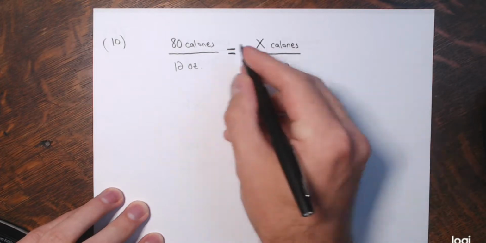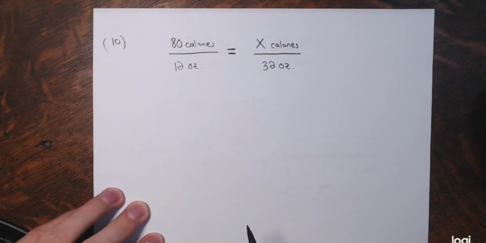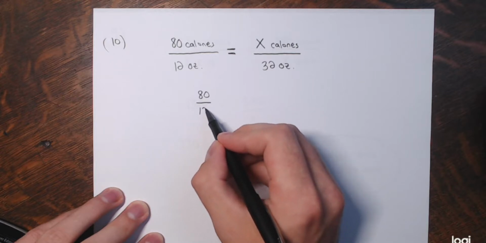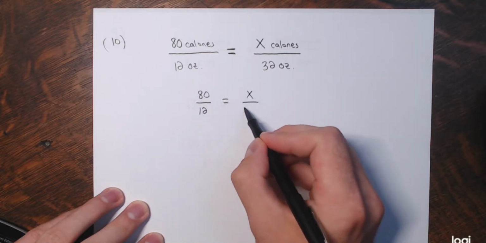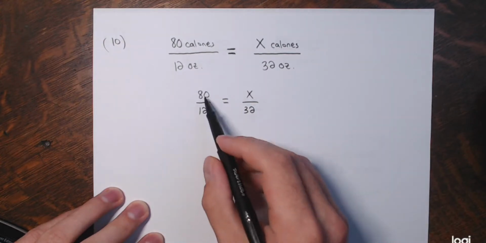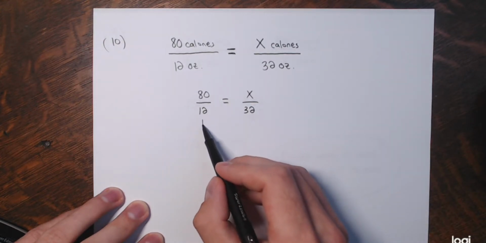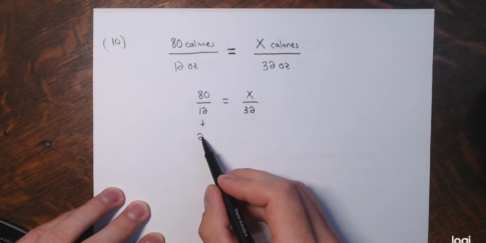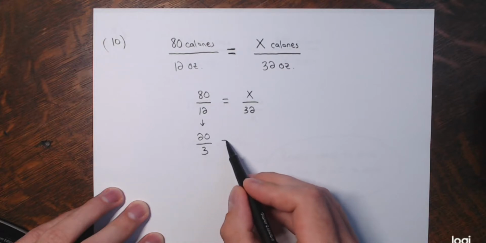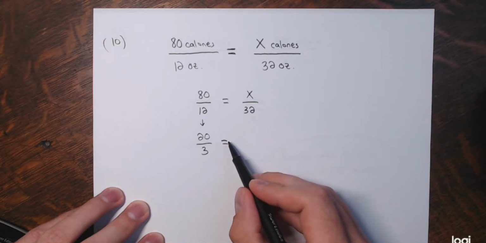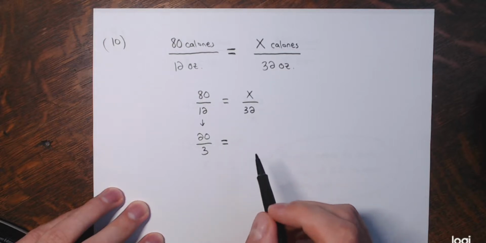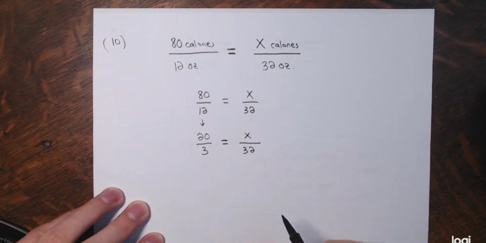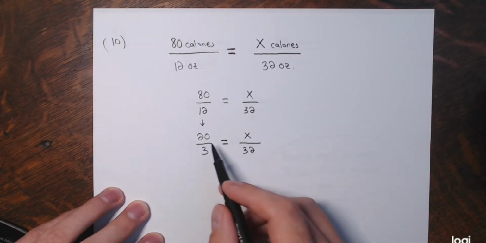So once again, the units are consistent. Calories in the numerator, ounces in the denominator. And I'm solving this proportion, 80 over 12 equals X over 32. And then like a lot of the other problems, 80 over 12 can reduce. This is 4 times 20. This is 4 times 3. 4s would cancel. This is 20 thirds when you totally reduce it. 20 thirds equals X over 32. And then we would just simply multiply by 32.